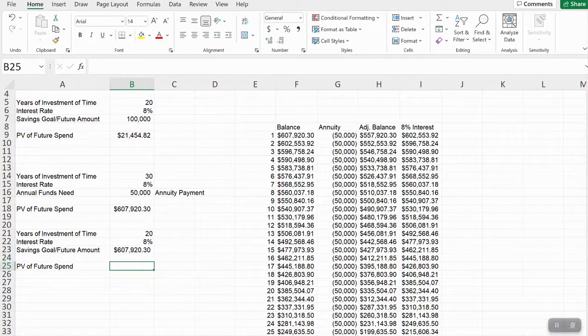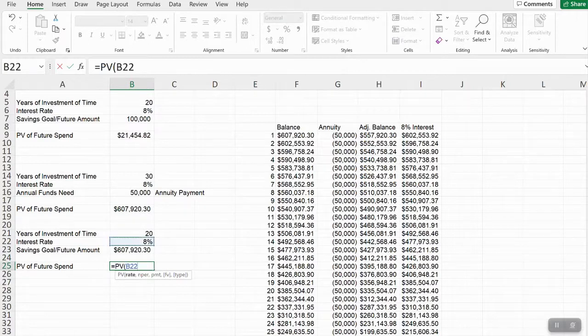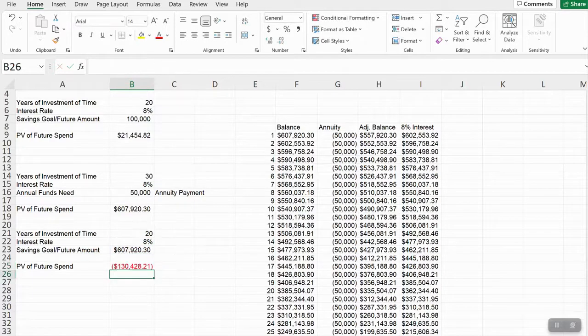What do I need now? Again, if I'm doing my present value calc, equals PV, my interest rate is 8%, my number of periods is 20 years, my payment, I'm not doing an annuity payment here, I want the lump sum, the present value of the lump sum of 607. So I'll skip over that with a comma, keep that empty, and then I want a future value of 607. I'll go ahead and close up my calculation. Again, I'm going to make this negative because I don't like seeing negative numbers.